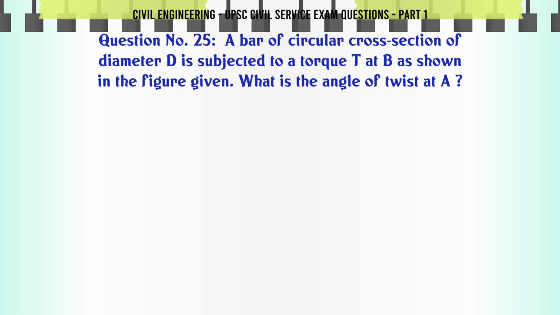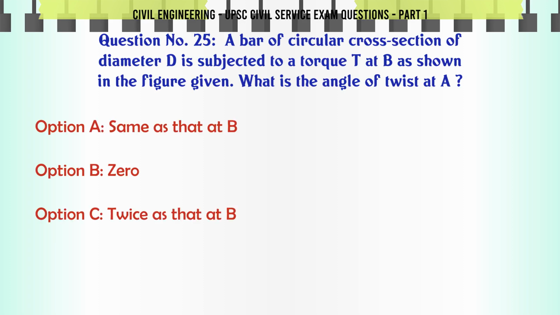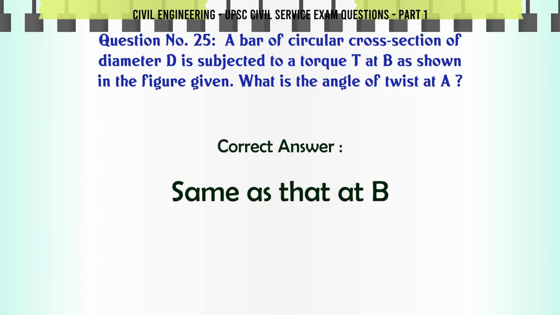A bar of circular cross-section of diameter d is subjected to a torque T at B as shown in the figure given. What is the angle of twist at A? A same as that at B. B 0. C twice as that at B. D half as that at B. The correct answer is same as that at B.